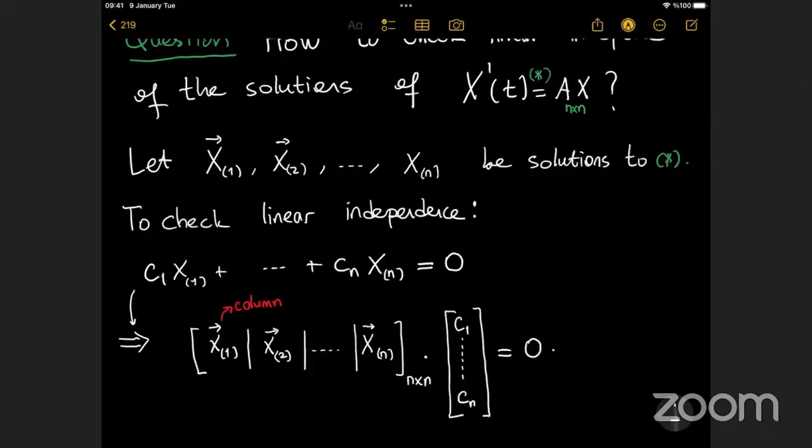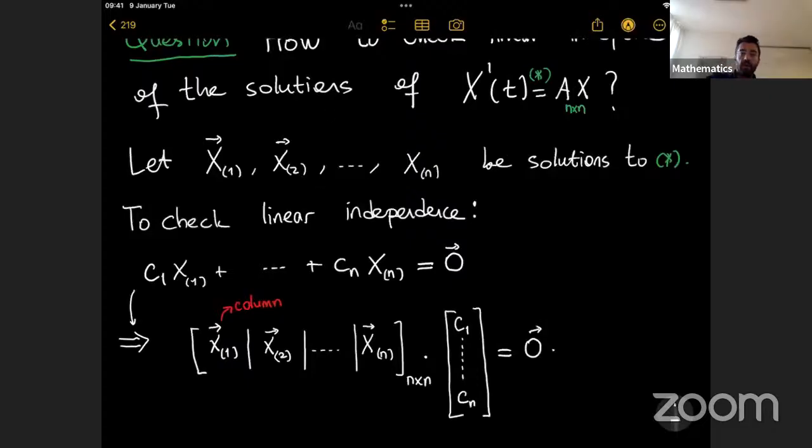Hocam zero matriksi elde ediyoruz değil mi? Zero matrix, yeah, right. Here, zero matrix, okay? Zero vector or matrix, right?